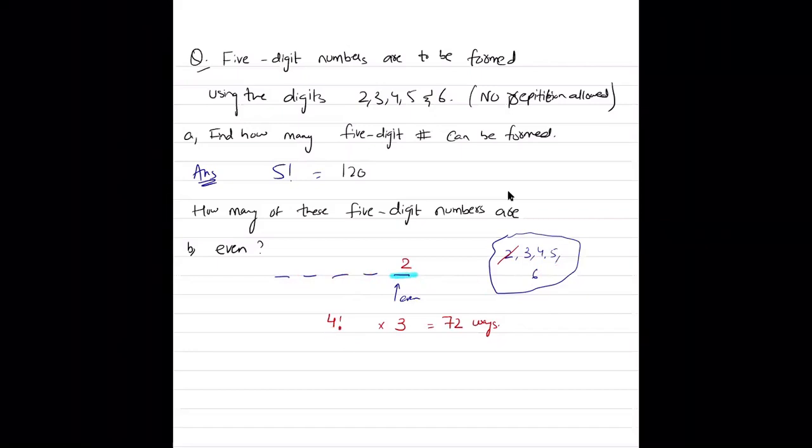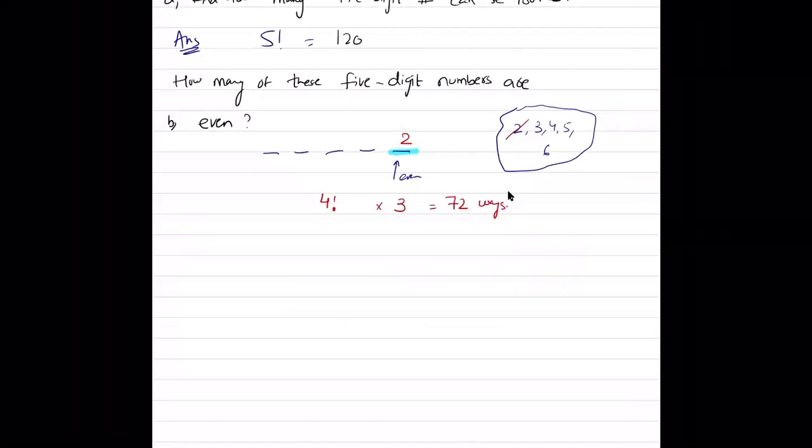They can arrange themselves in 4 factorial ways. Sir, 4 factorial into 3, right? Won't it be 4 factorial into 3 factorial? Because we have three options. No, you have three options. You are not arranging three distinct objects. If I had three different objects to arrange, then I would do it in 3 factorial ways, but if I have three options, then I am simply going to write 3.